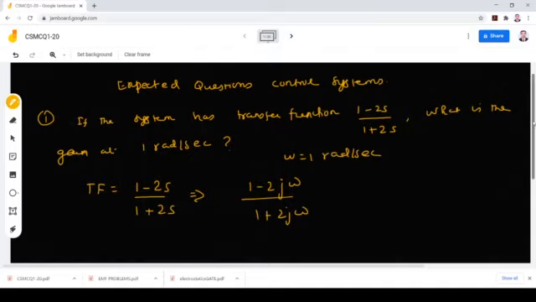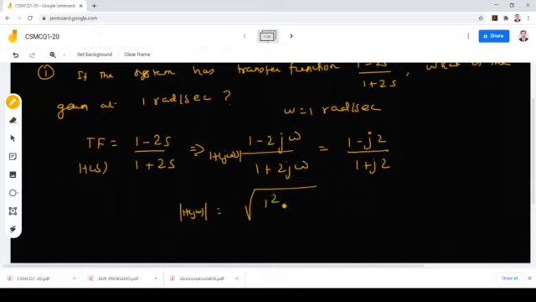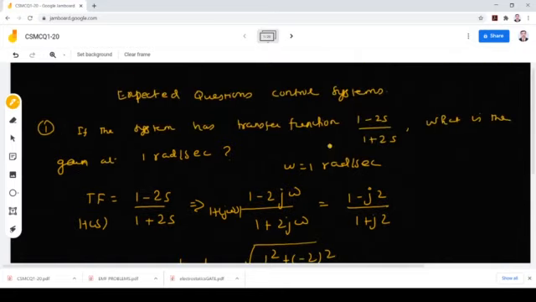They ask the gain at omega equal to 1 radian. So omega must be equal to 1, so 1 minus j2, here omega equal to 1, divided by 1 plus j2. We want the magnitude or gain. If I assume this is H of s, it will become H of j omega. So the magnitude of H of j omega is equal to root of (1 squared plus minus 2 whole squared) divided by root of (1 squared plus 2 squared), that is equal to 1. So the magnitude of gain is 1. So the answer is 1.